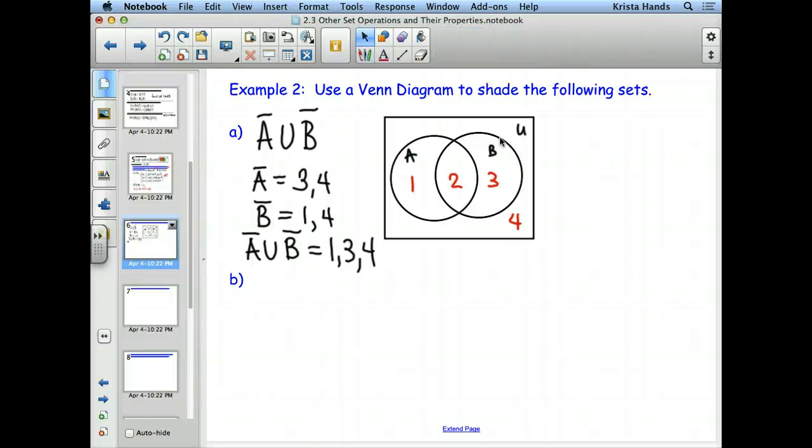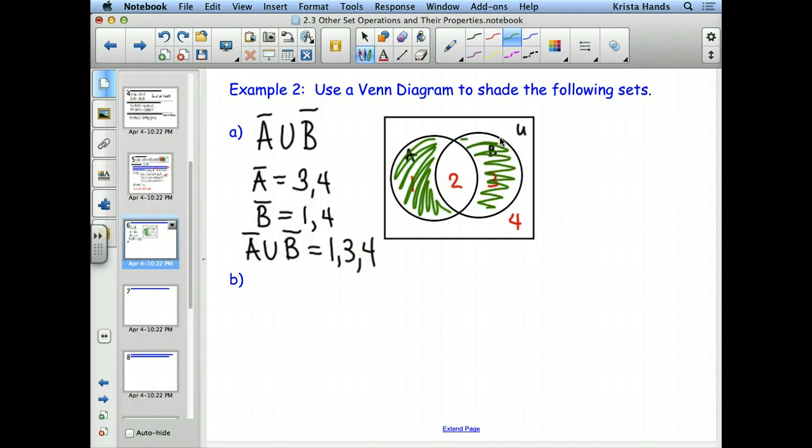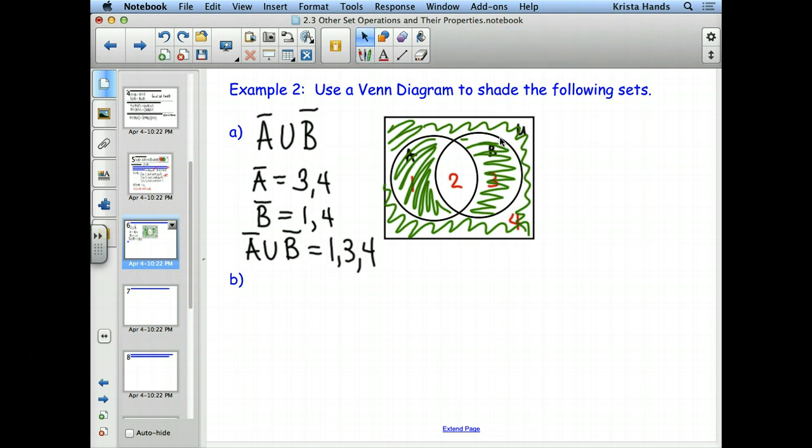And I have to remember what the directions actually asked us to do. Shade. So you actually have to shade. It has students who do all the work and then they don't give me the answer. The answer is the shading. So I need to go back and shade the parts of the circle where 1 is, where 3 is, and in this case also where 4 is. Okay, is everybody with me on that one? Okay.